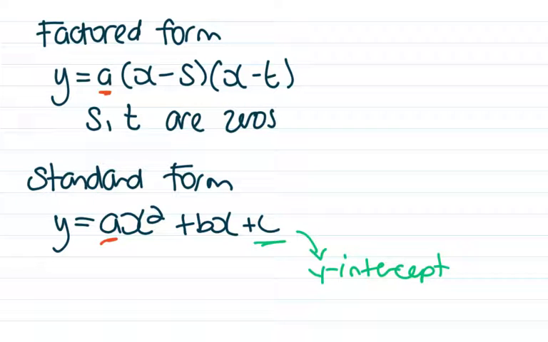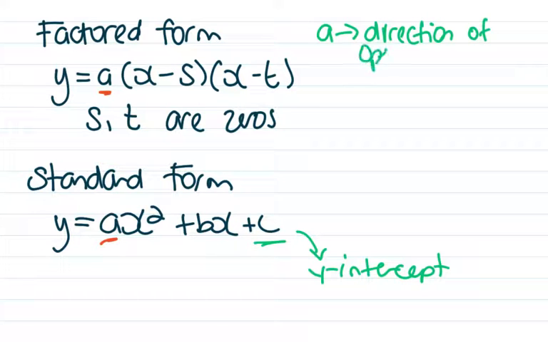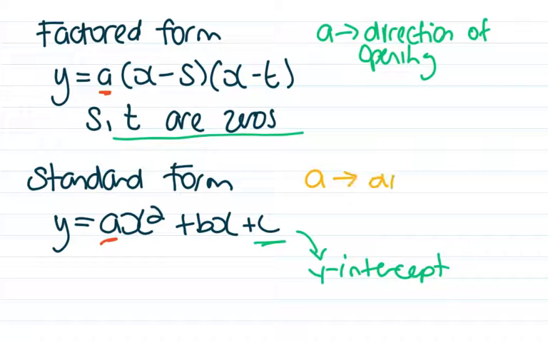So each form of the quadratic equation reveals different properties of the parabola. So factored form, the a value is the direction of opening. So whether it opens up or down. And then s and t are the zeros. For standard form, a is also the direction of opening, and c is the y-intercept.